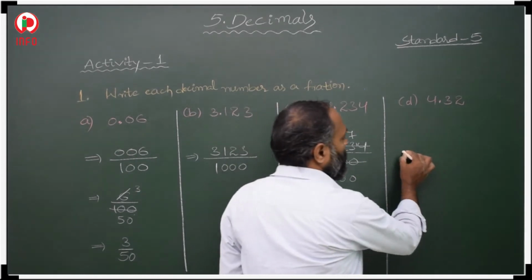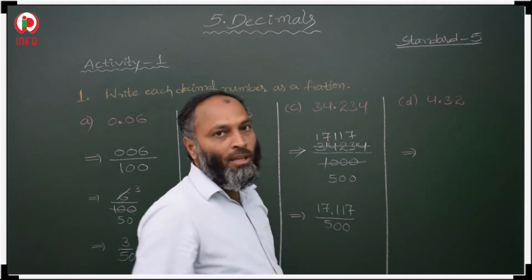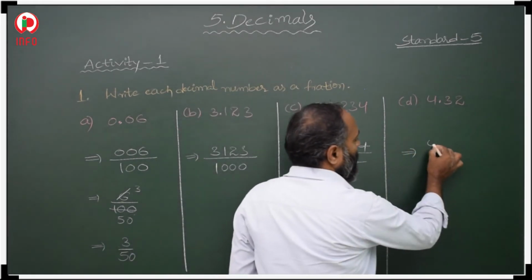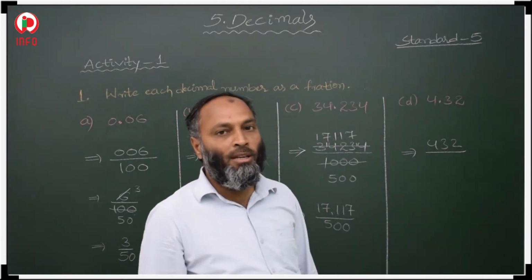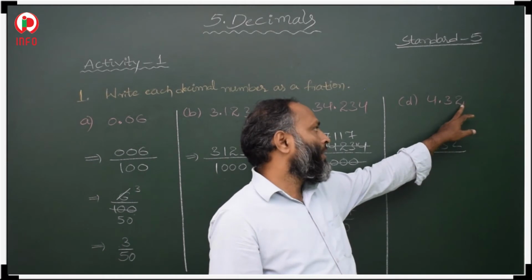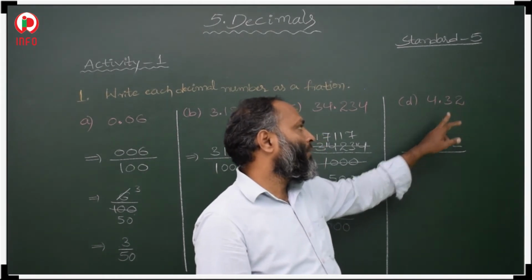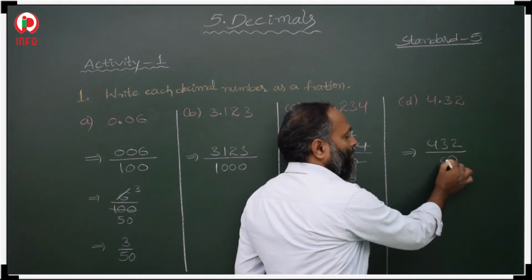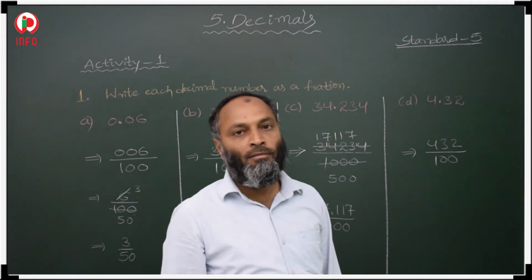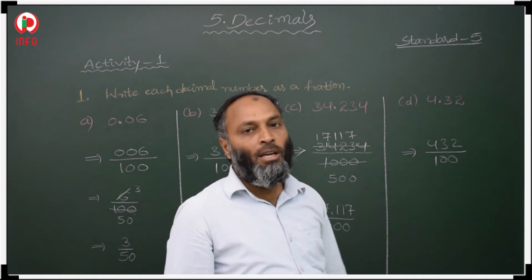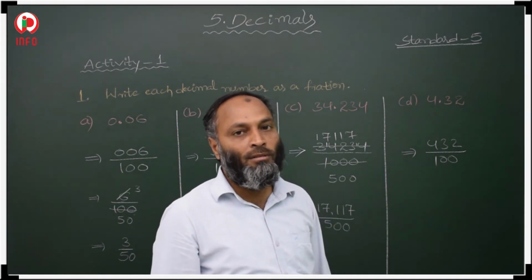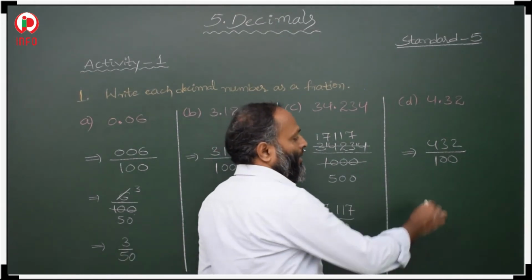Here, without the decimal we have to take that number first: 432 divided by... Now you check after how many places a decimal is there. 1, 2. After 2 means 2 zeros and 1. That is 100. Then here this is an even number. 2 is an even number and 0 is also an even number. So they will cancel in the 2 table.